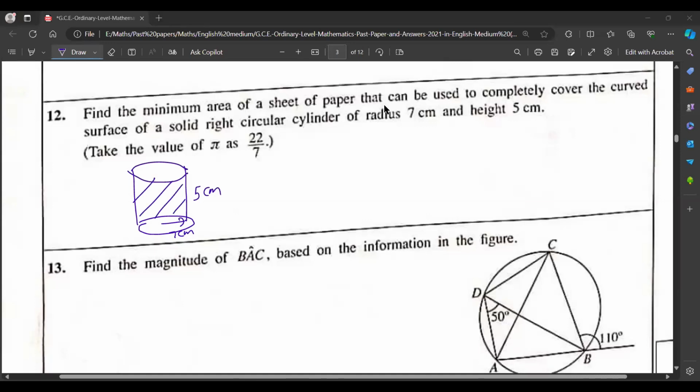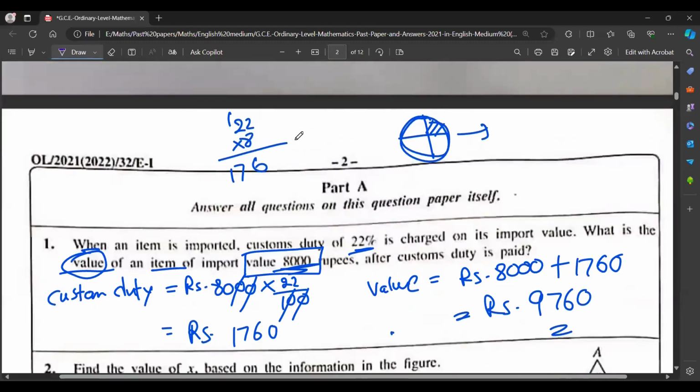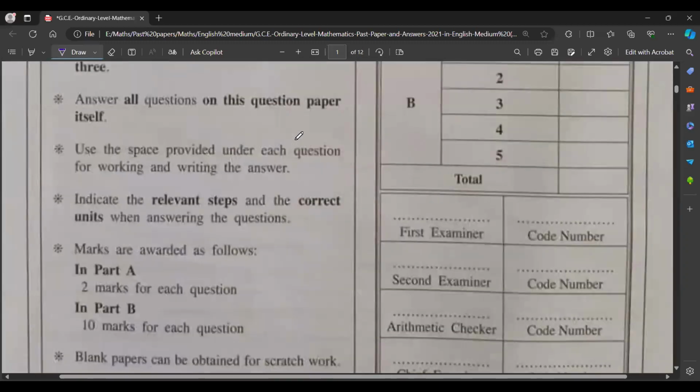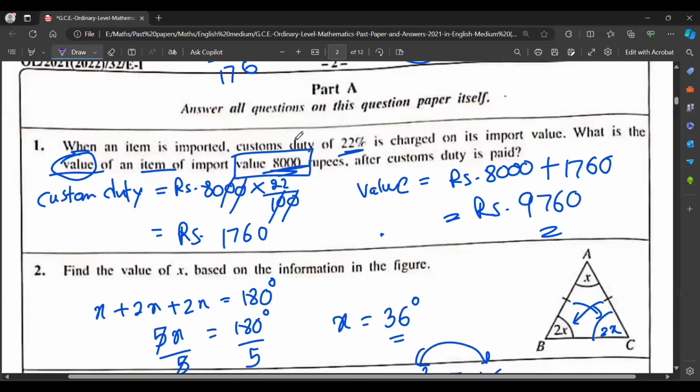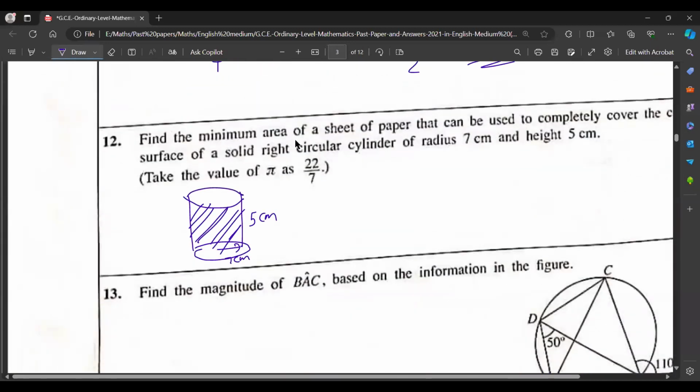Okay, here they are asking only the curved surface. Curved surface means this one. What is the area of the curved surface? Sometimes they mention at the beginning that the curved surface area is something like that. Is that mentioned here? No, I think it is not mentioned. So if they have not mentioned it, you have to keep in mind the surface area of the cylinder.